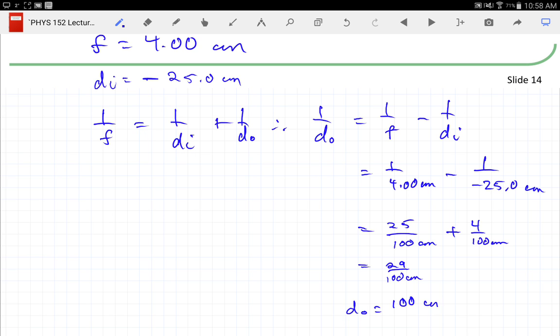Inverting that, 100 centimeters over 29, which is roughly, to two significant digits, 3.4 centimeters. If that had been over 30, it would have been 3.3 repeating. Okay, so we were able to find that object distance. We can bring it all the way up to 3.4 centimeters away from the eyeball.